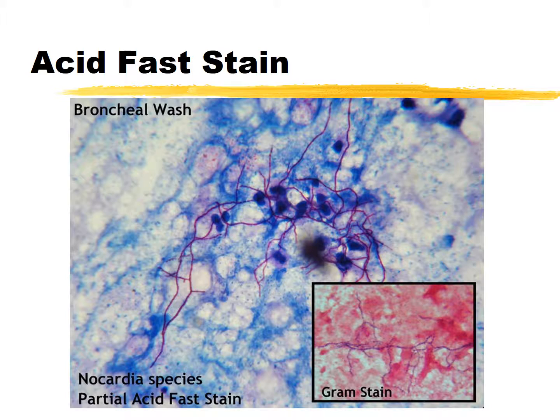And here is a gram stain compared to a partially acid fast. In the gram stain, they stain gram positive, which makes them purple, and in the acid fast, they're going to be pink.